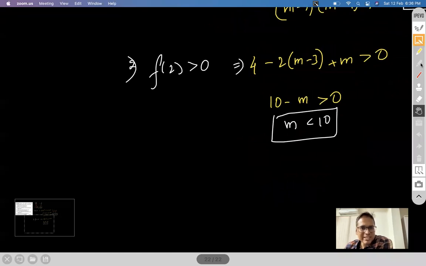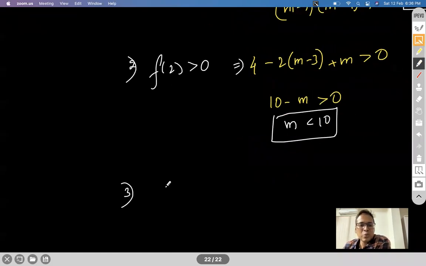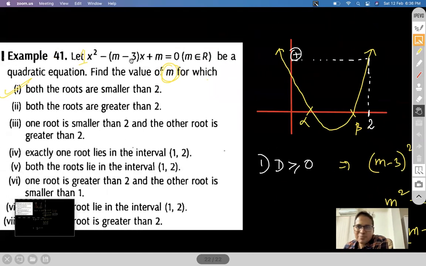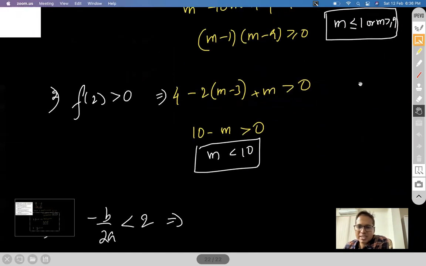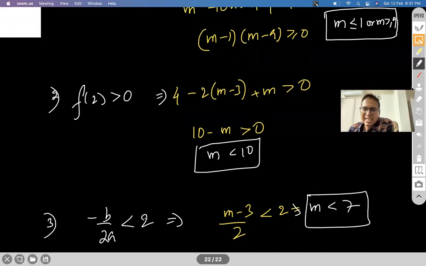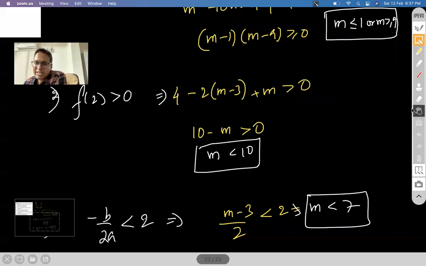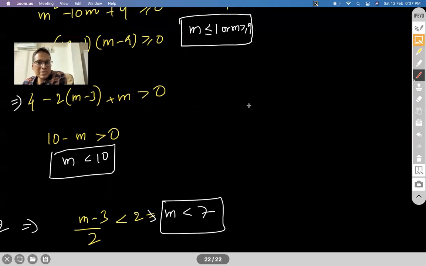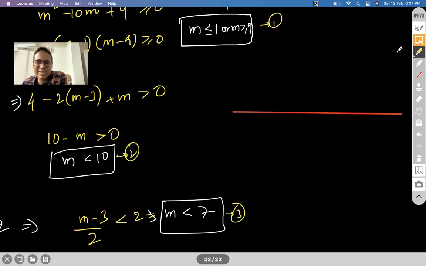But as I told you, there is one more condition required. And what is that condition? Minus b by 2a should be lesser than 2 in this case. So what is minus b by 2a? Minus b is m minus 3, so (m minus 3) by 2 is less than 2. That means m should be less than 7. Yes or no? m should be less than 7. Now, these three conditions must simultaneously be satisfied in order to give you both roots less than 2. So I will take the overlap or intersection of 1, 2 and 3 over here.